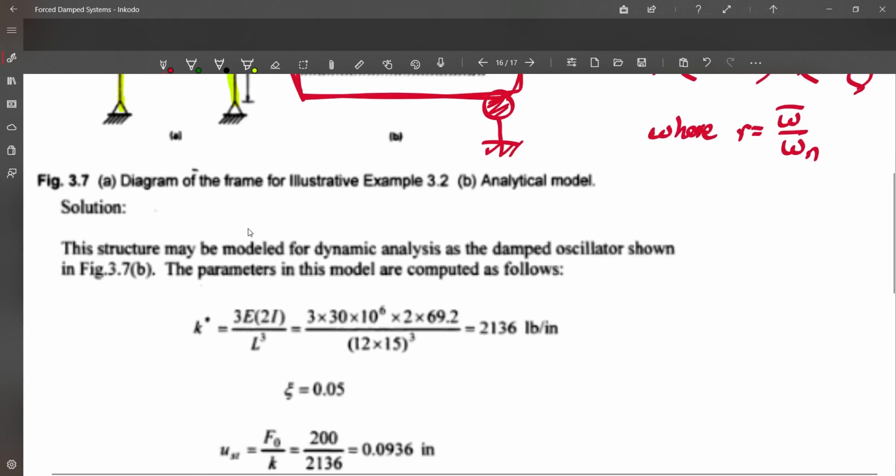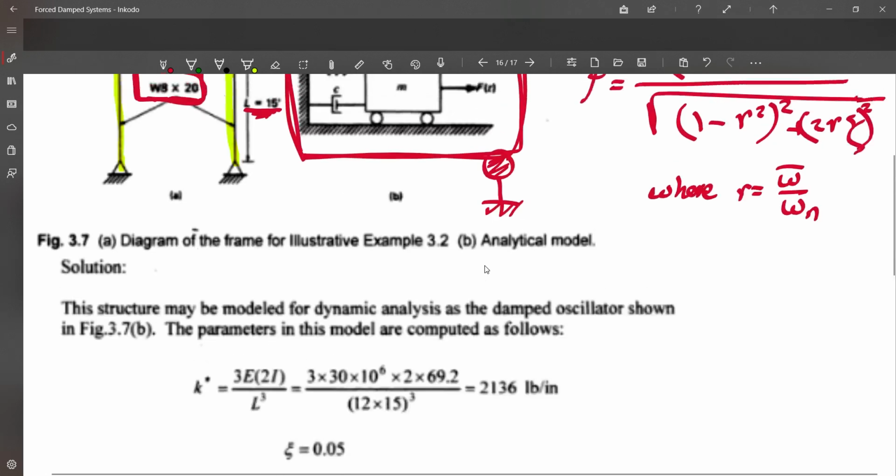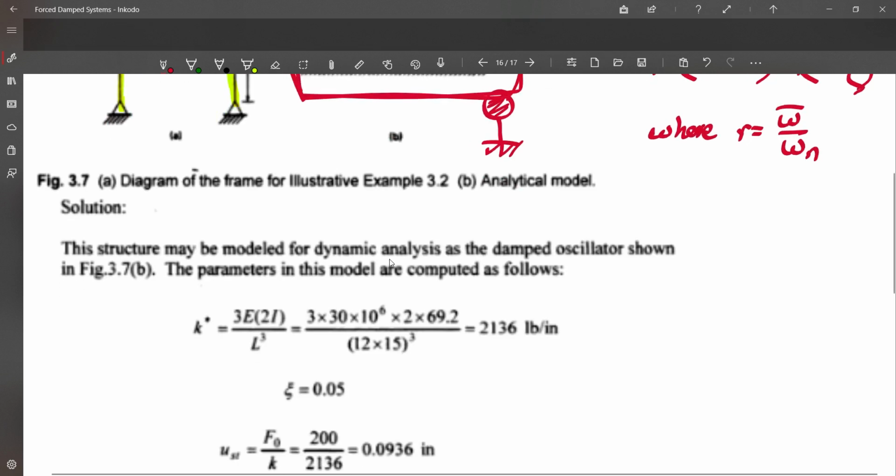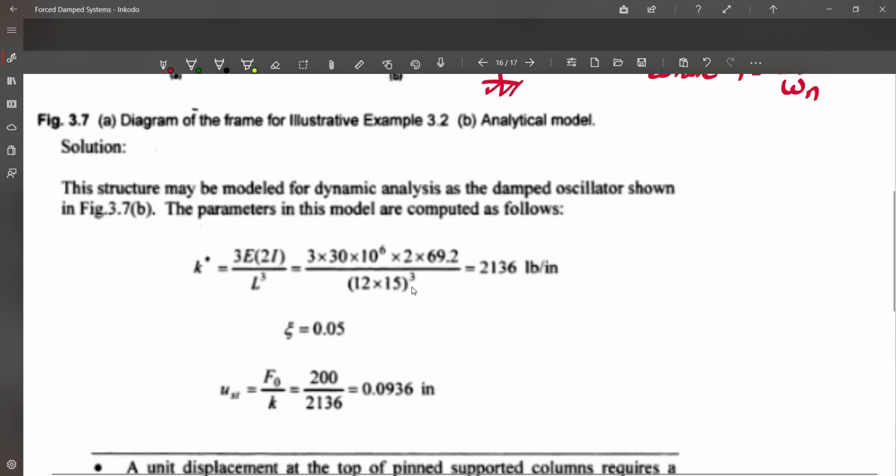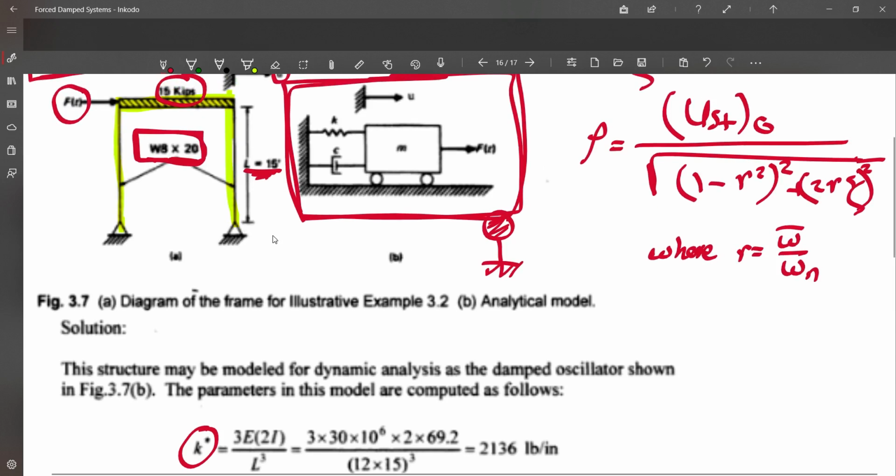This structure may be modeled for dynamic analysis as the damped oscillator that we already used before. The parameters in this model are computed as follows. First of all, we need to know the stiffness of the system. What is the stiffness of the system?